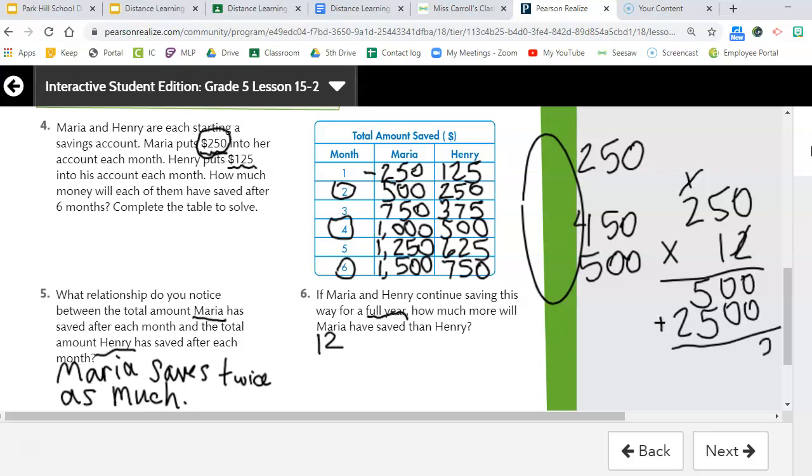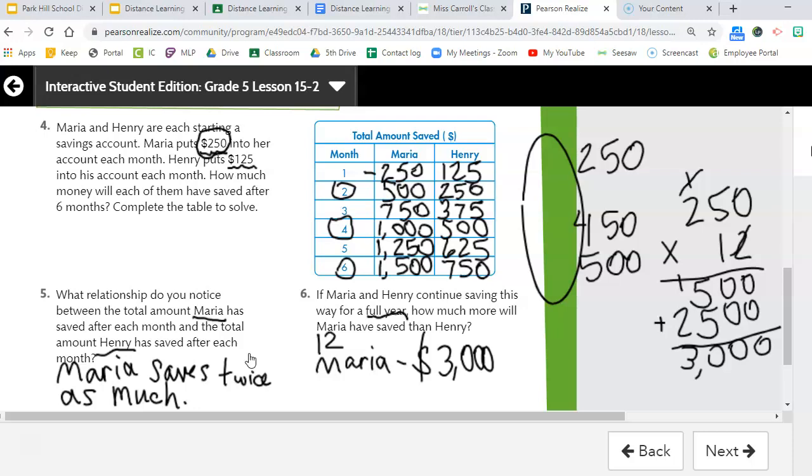So when I add those together, 5 plus 5 is 10. 2 plus 1 is 3. Maria would have $3,000 saved. Okay. Now I have to do Henry.